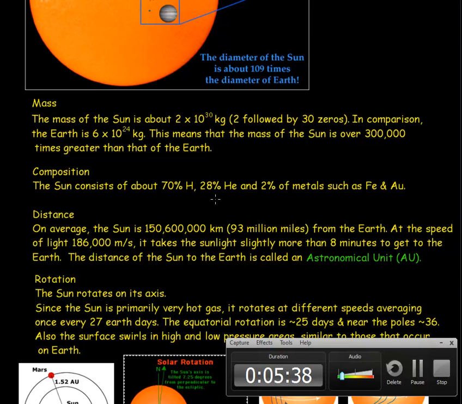Distance: on average, the sun is 150 million kilometers, 93 million miles away from the Earth.